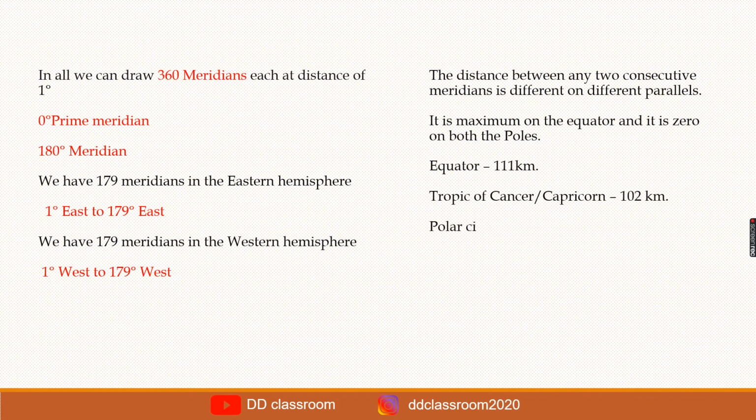Equator 111 kilometers, Tropic of Cancer or Capricorn 102 kilometers, Polar circles Arctic or Antarctic 44 kilometers, Poles north or south 0 kilometers.